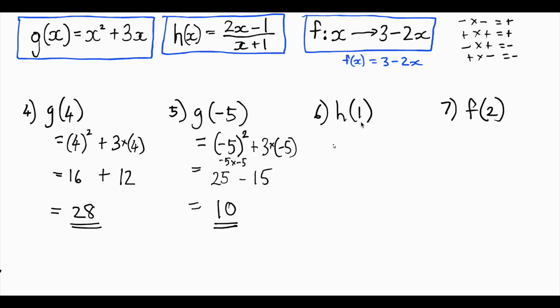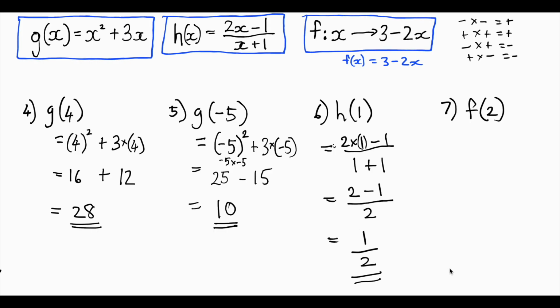All right, so for this one, the input is 1. We're saying now we put in 1 wherever x is. So 2 times 1 minus 1, so we're saying 2 multiplied by 1, and that's going over x plus 1. So x in this case is 1, 1 plus 1. Then we're left with 2 times 1, take away 1. So 2 times 1 is 2, minus 1, over 1 plus 1, which is 2. So 2 take away 1 is 1 over 2. That would give us a half.